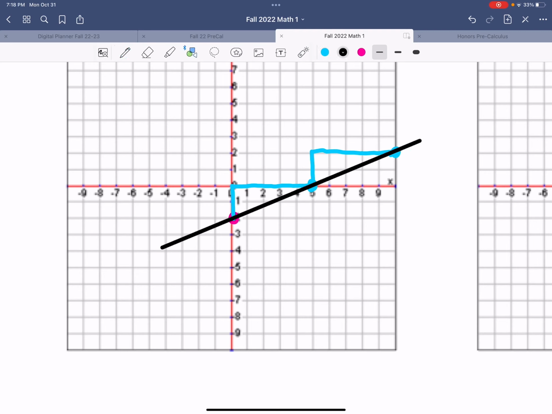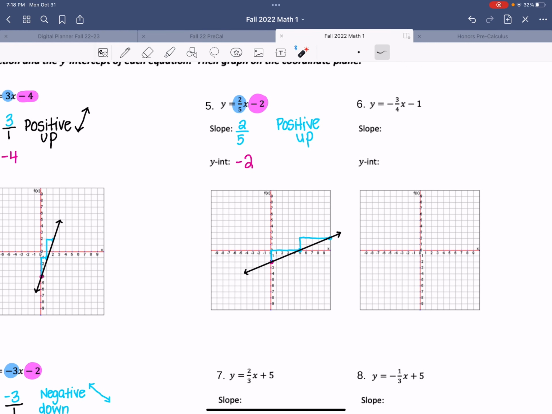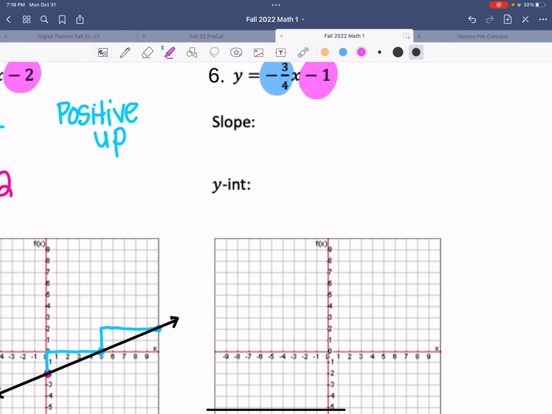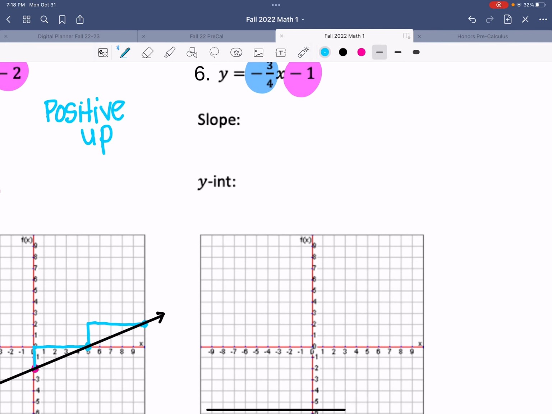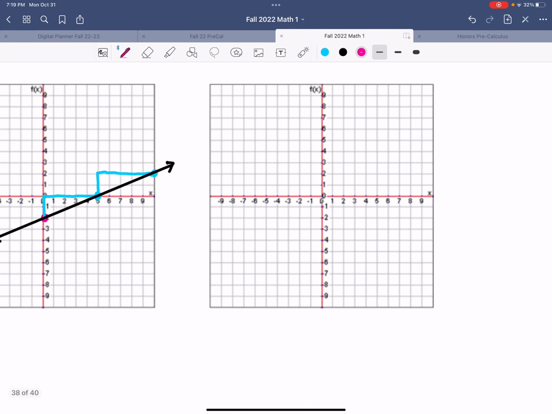And there's my line. And again, I can see that this is going up, uphill, so therefore we have that positive slope. All right, and for the next one, we have a slope of -3/4, and a y-intercept of -1. In this situation, we have -3/4. Since we have a negative slope, that means we're going to go down and to the right. And my y-intercept is at -1.